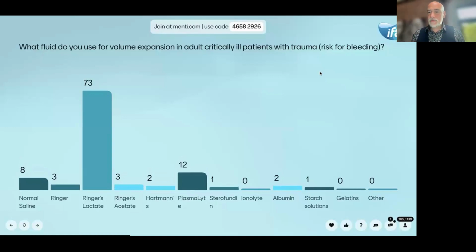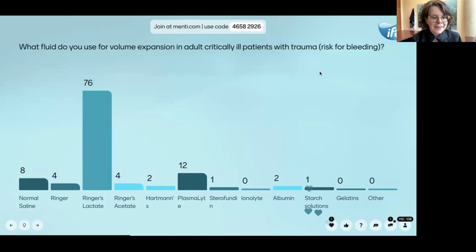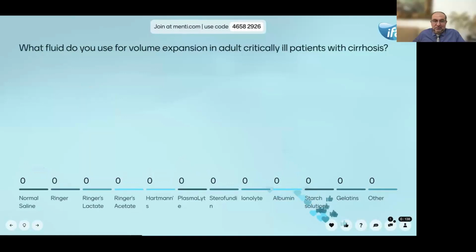Emilie and Yaseen, if you want to comment, please just unmute and give it a go. It's nice to see the guidelines changing the way the attendees think. I'm hoping we can see these guidelines change the way they practice also. Yeah, good point. Fantastic. And then now we move on to patients with cirrhosis.